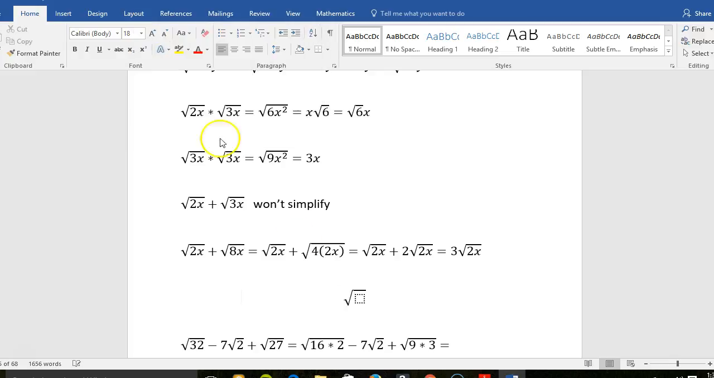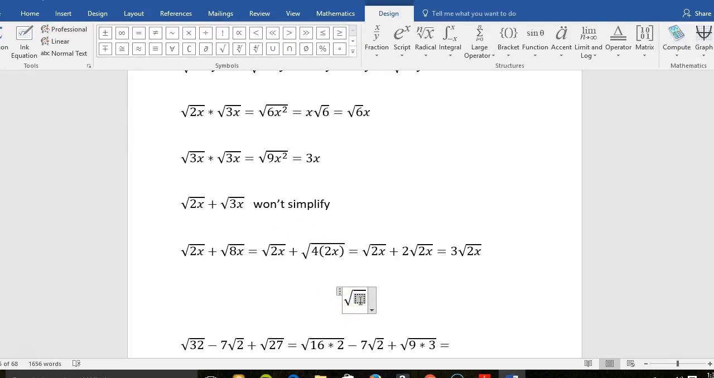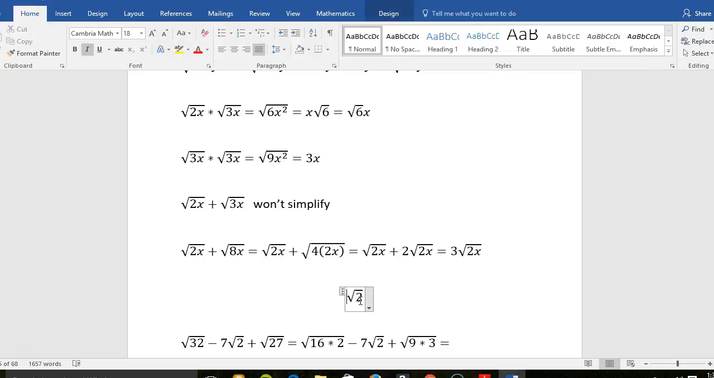And likewise for the other roots. Now the roots have to match. You can't, like the cube root of 2 plus the square root of 2, you can't simplify that. But if you have something like 8 radical 2, and let's say I do minus 5 radical 2, you just subtract the 8 and the 5, you get 3 radical 2.